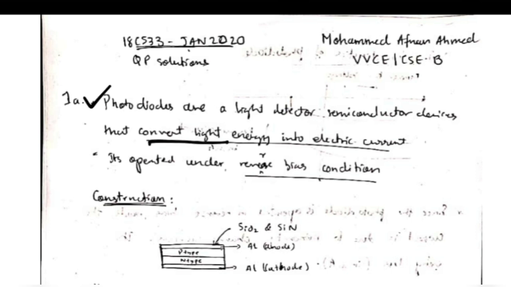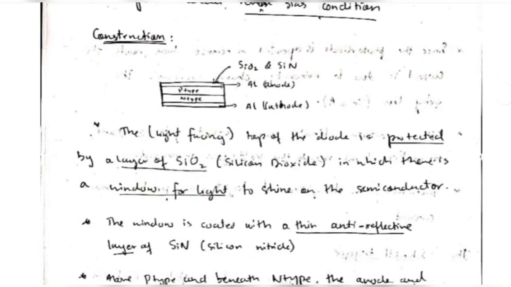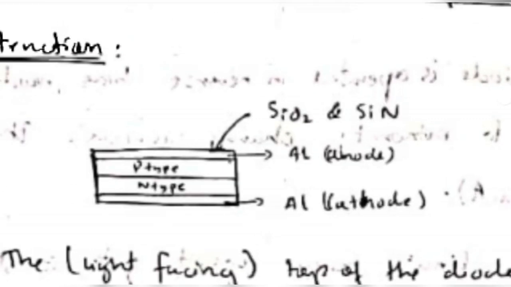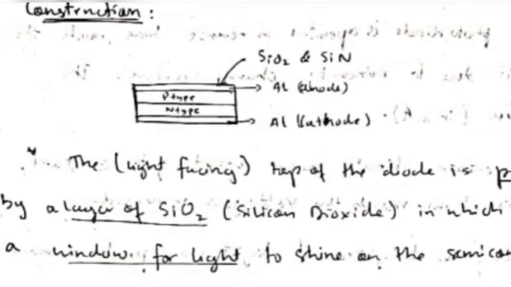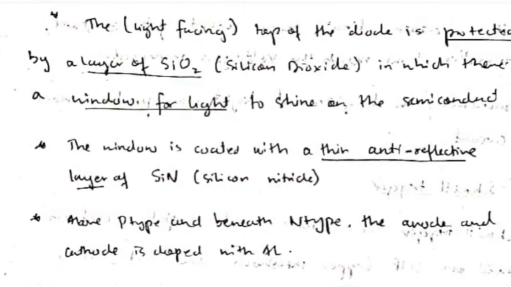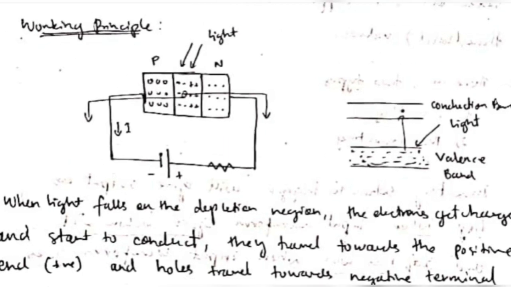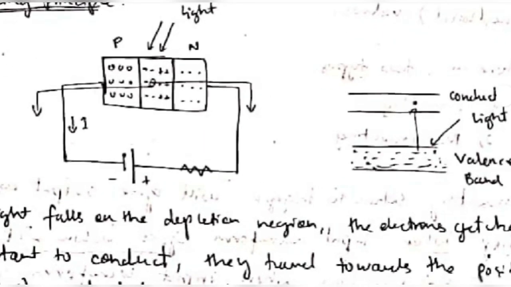It's a device to convert light energy into electric current, and it's operated under reverse bias condition, which we'll be mentioning. And then the construction part. In the construction part you have the p type and n type, and you have the cathode and anode, and these two are used for anti-reflective properties. Then the light comes from the top, from the p type, and the working principle is as follows.